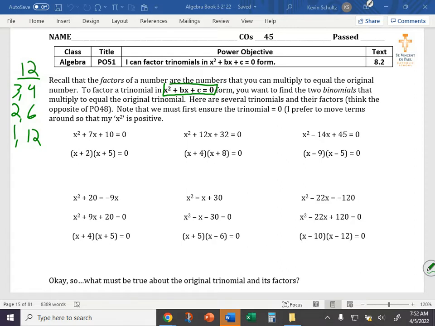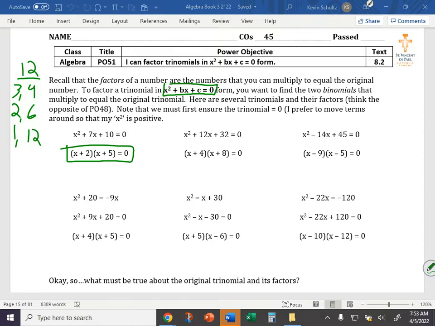What binomials multiply to give us x squared plus 7x plus 10? The answer is x plus 2 times x plus 5. What binomials multiply to give us x squared plus 12x plus 32? The answer is x plus 4 times x plus 8. What binomials multiply to give us x squared minus 14x plus 45? The answer is x minus 9 and x minus 5.